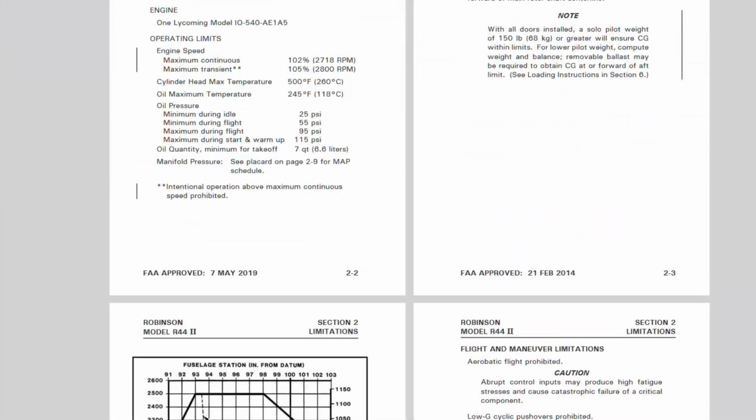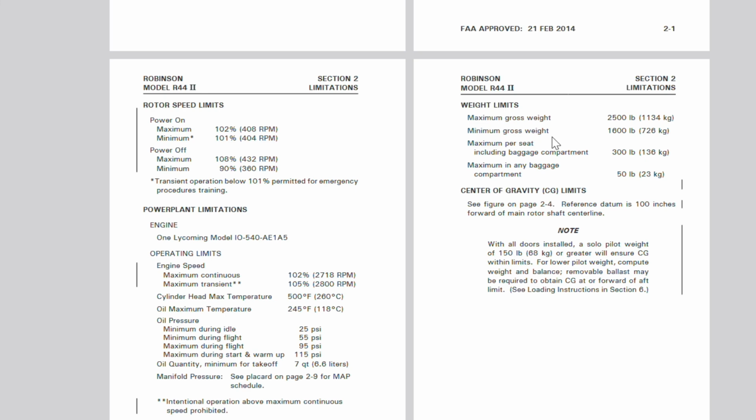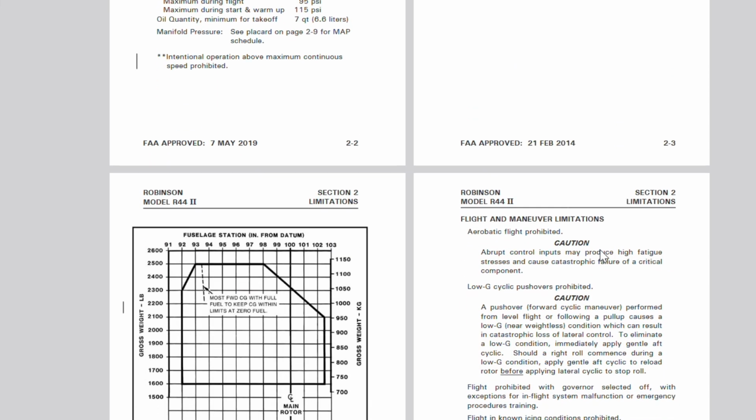We have our weight limits. So we have our maximum gross weight, we have our minimum gross weight, maximum per seat, and then maximum including luggage in that seat. So 300 with 50 pounds of luggage. Those are combined weights. You can't put 300 pounds of person and then 50 pounds of luggage. And then there is, again, a little bit of a note in regards to what the minimum solo pilot weight is as well.